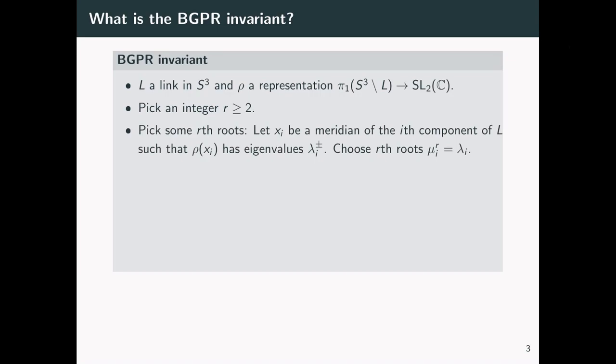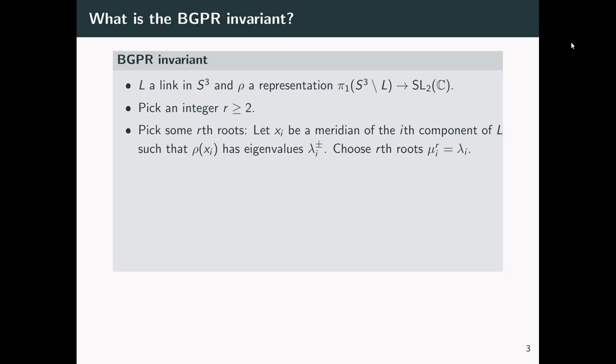For each component of the link, choose a meridian around it, and consider the eigenvalues of the image of that meridian under the representation rho. I'll call that the holonomy of xi. So the eigenvalues are lambda_i to the plus or minus 1 because it's SL2C, so the eigenvalues come in pairs. And you need to choose rth roots of those. This is well defined because the meridians will have different images, since this is a non-abelian representation in general, but they're always conjugate, so the eigenvalues are the same.